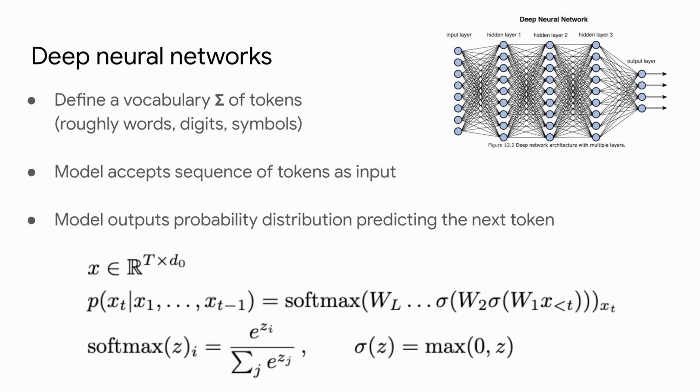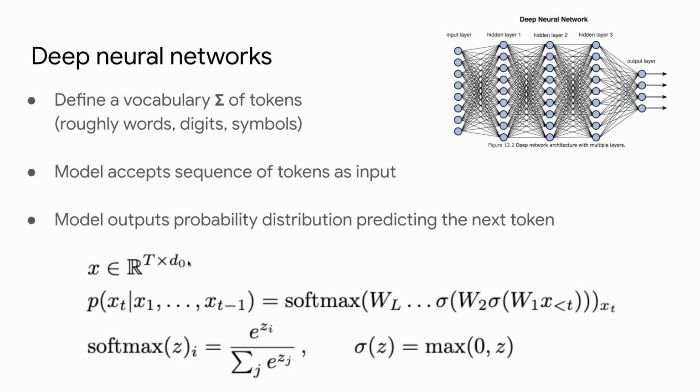And we're going to decide in advance what vocabulary, or what alphabet, we want to deal with. And we're going to build a model that will accept a sequence of tokens as its input. The output from this model is going to be a probability distribution. So the input is going to be this X, which is going to be a big vector with a length: number of tokens times the dimension of our vocabulary.